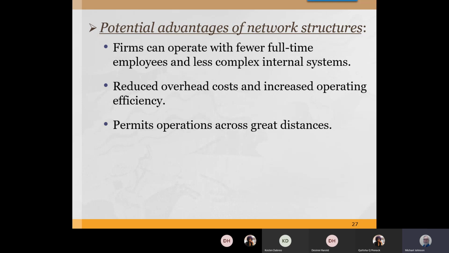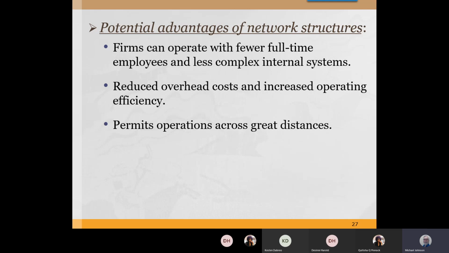So some of the major advantages with the network structure, and this is the newer structure again, like teams and also networks. Firms can operate with fewer full-time employees. It's difficult sometimes, especially if you don't have the customer base, to have full-time employees or a lot of them. And less complex internal systems. In other words, we don't have as many departments, as many divisions, or as many disciplines to manage. We have maybe 1 or 2 or 3. And then, of course, we hire other firms to do the work for us.